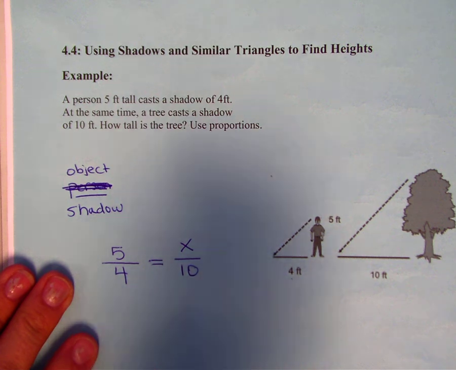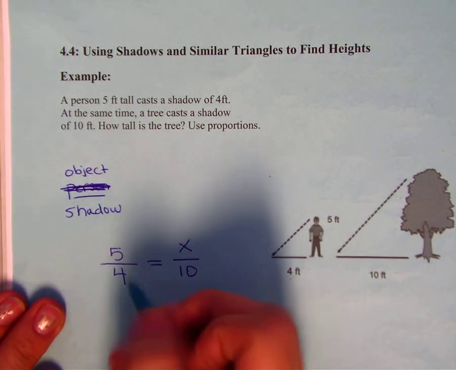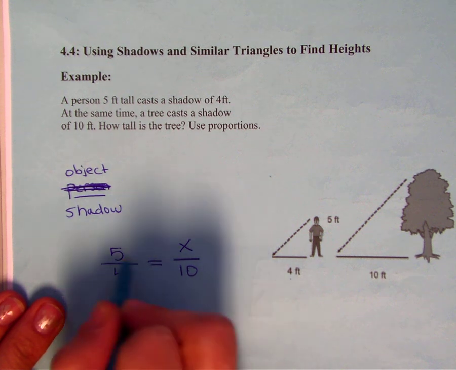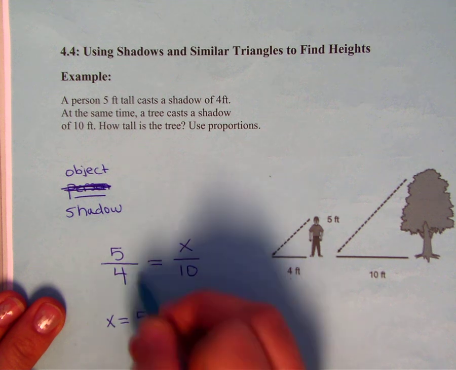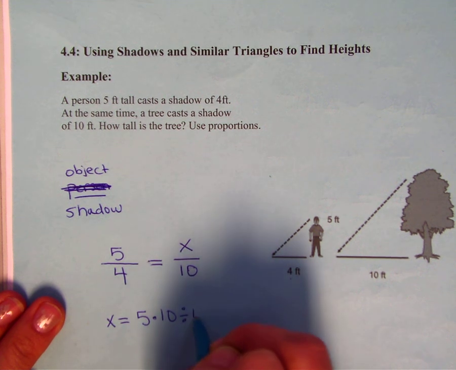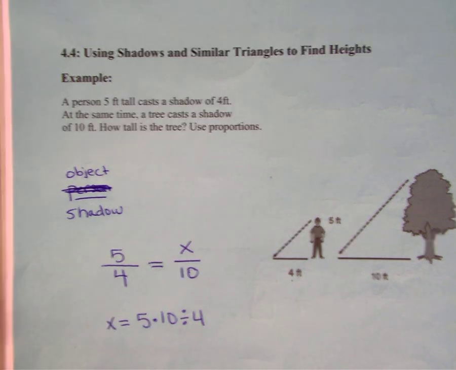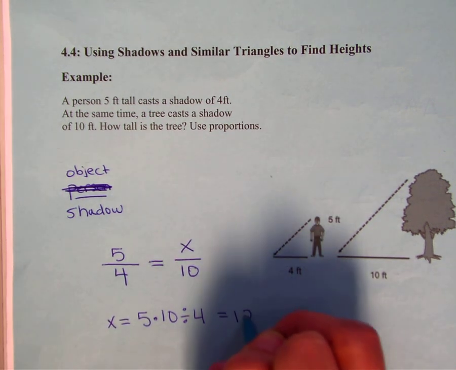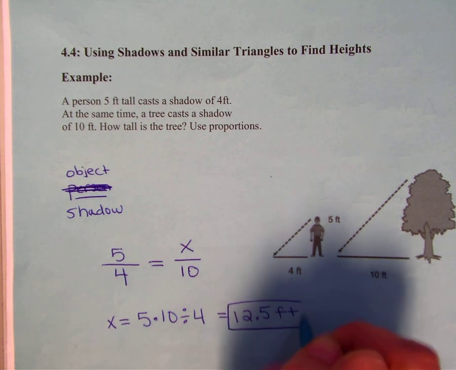Okay? So then we can solve this proportion. We can either use scale factor or cross product. If we do cross product, to get X, we would just multiply the two numbers diagonally across from each other, do 5 times 10, and then divide by the one that's across from the X, divided by 4, and that will give you your X. So 5 times 10 we know is 50, and then if we take 50 and divide it by 4, we would get 12.5 for our X. And that would be in feet, and that's the height of the tree.